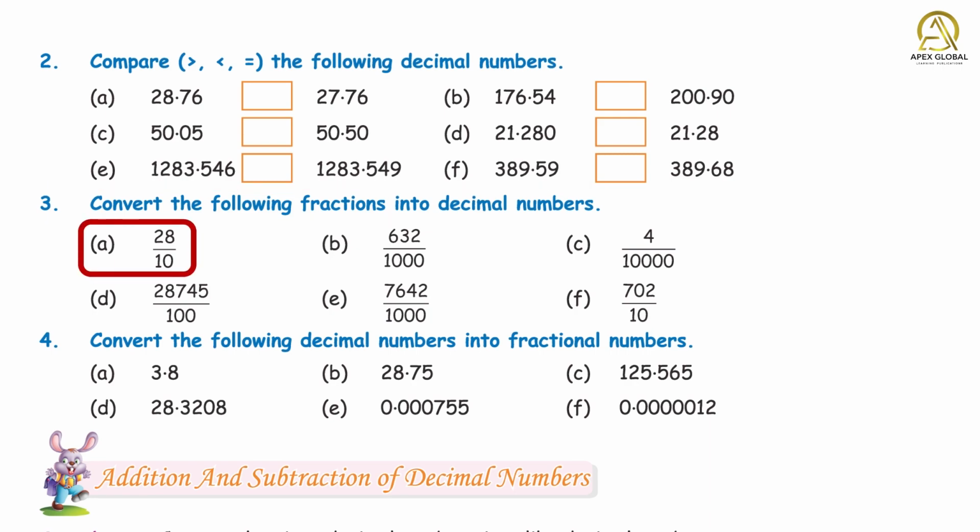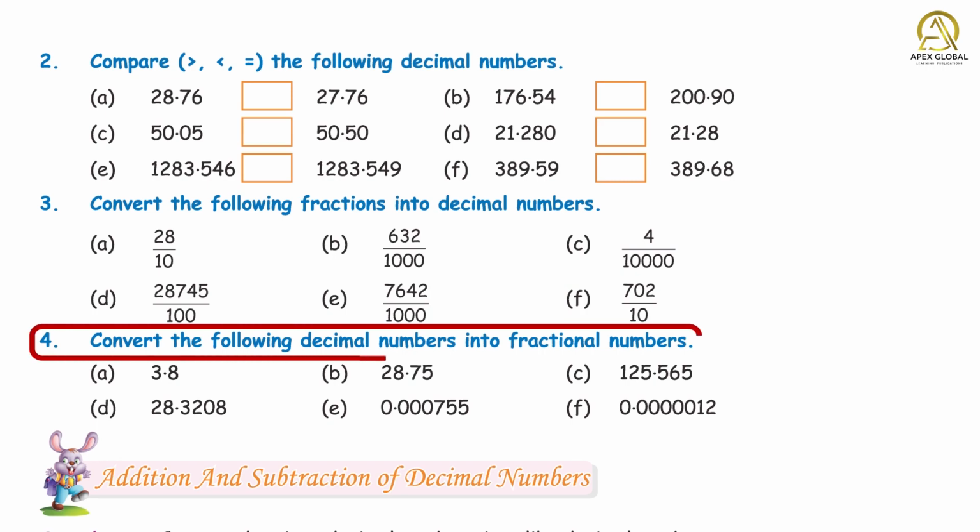A. 28 upon 10, 2.8. B. 632 upon 1000, 0.632. C. 4 upon 10,000, 0.004. D. 28745 upon 100, 287.45. E. 7642 upon 1000, 7.642. F. 702 upon 10, 70.2.